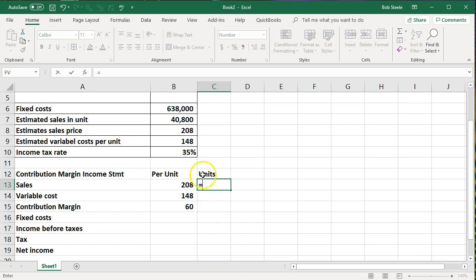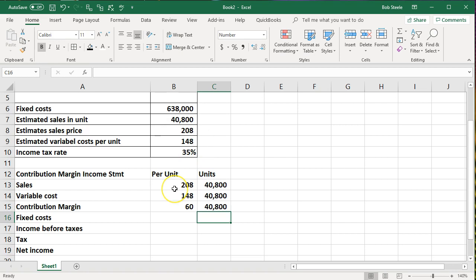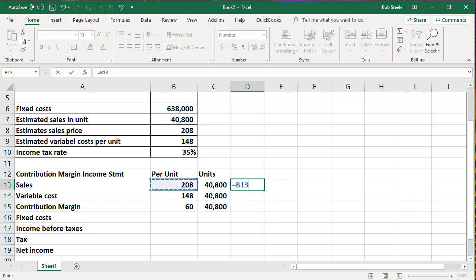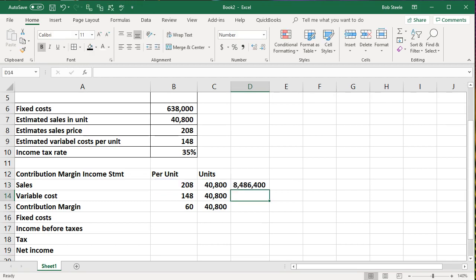I'm going to say the units are going to be there for the sales. This is the number of units up top. So this is our estimated number of units we're going to sell. And those are applicable to all three of these items. That's the point, because these items, sales, variable cost, contribution margin, will act in a linear type of fashion in relation to the units. And therefore, if we have the total, then we could say this equals the 208 times the 40,008, and that'll give us our total sales.